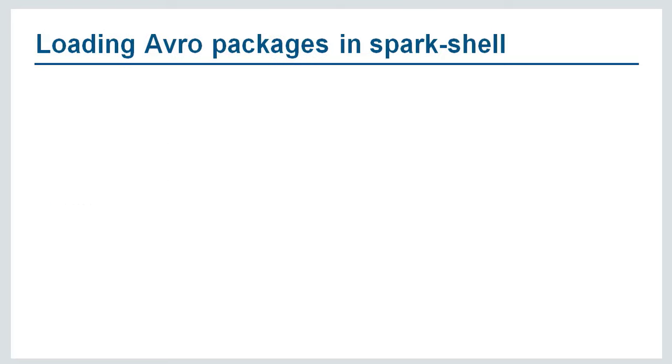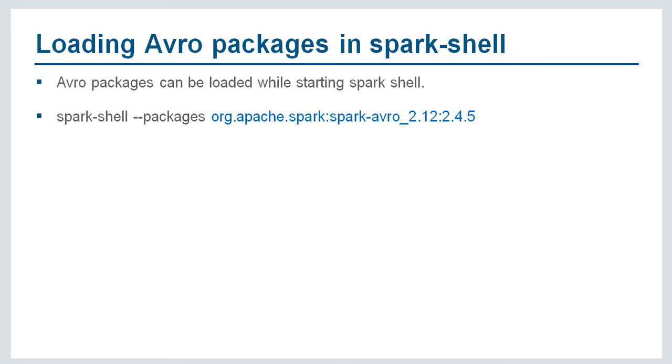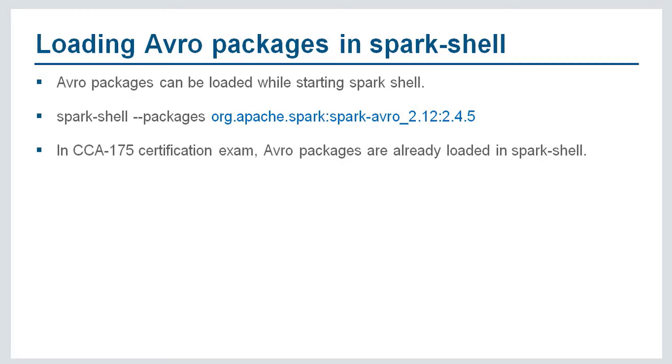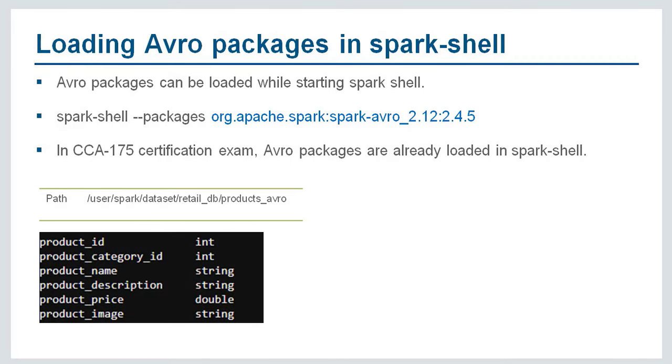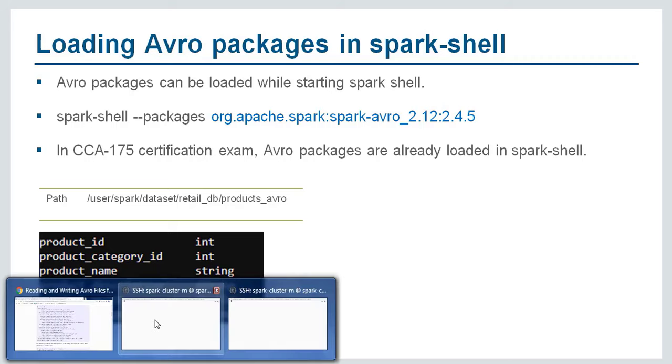Now, let's understand how to load AVRO packages in Spark shell. AVRO packages can be loaded while starting the Spark shell. We can provide the relevant AVRO packages using the --packages option. In the CCA 175 certification exam, AVRO packages are already loaded in the Spark shell. In our practice data set, we have products data which is in AVRO format, and this is the schema of the data. We have product ID, product category ID, product name, product description, product price, and product image. So let's go to the lab now.